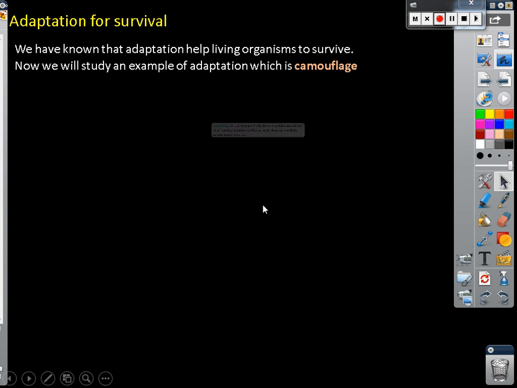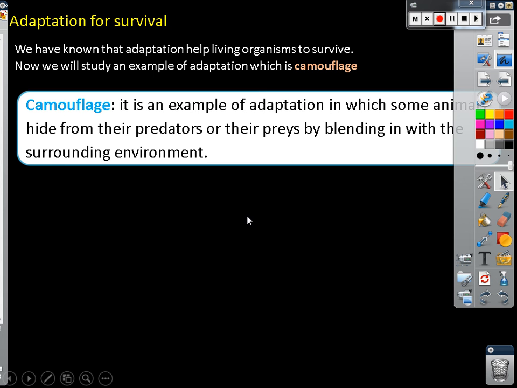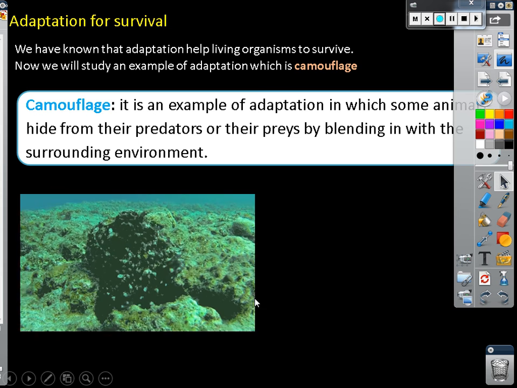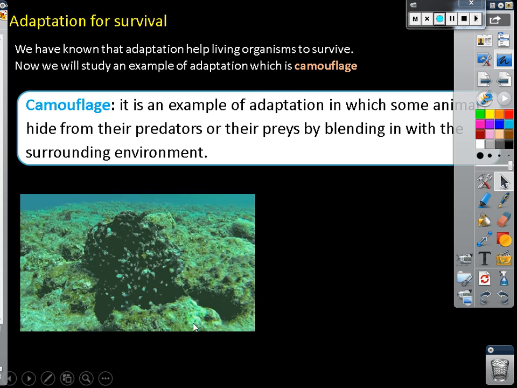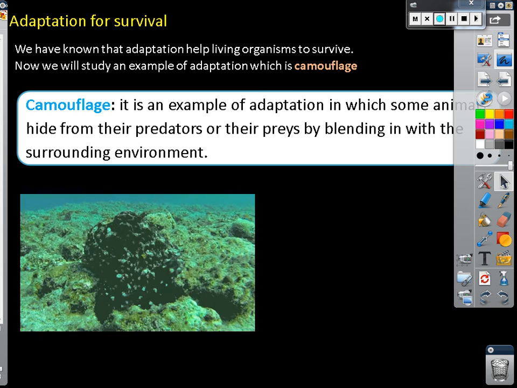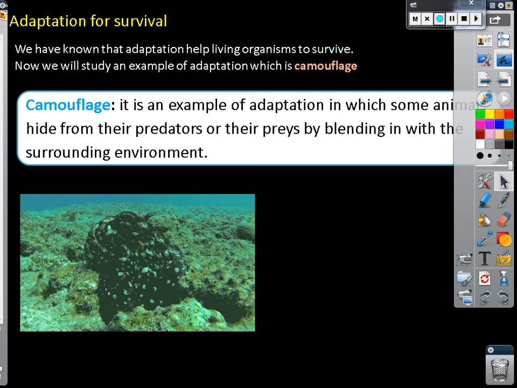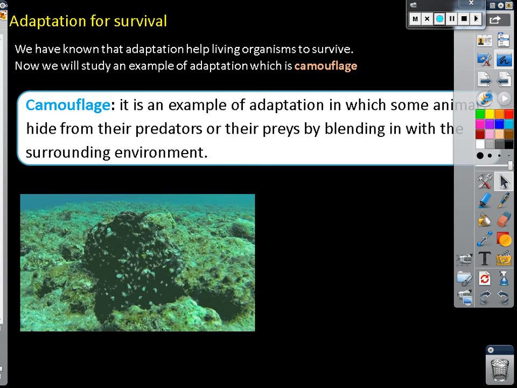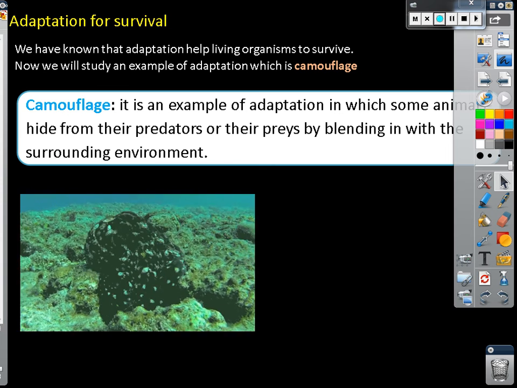And now I'm going to speak about another example of the types of adaptation, which is called camouflage. What is the meaning of camouflage? Number one, see with me this picture and this octopus. This octopus can change its color to be as the color of the rocks around it, or the corals that it can hide inside.